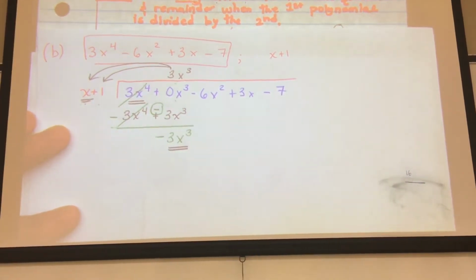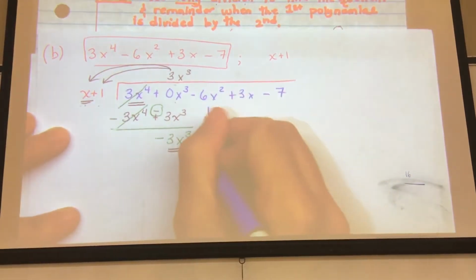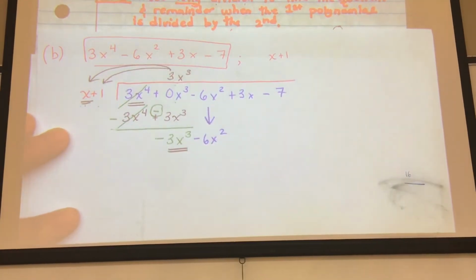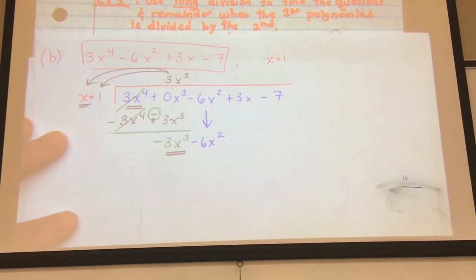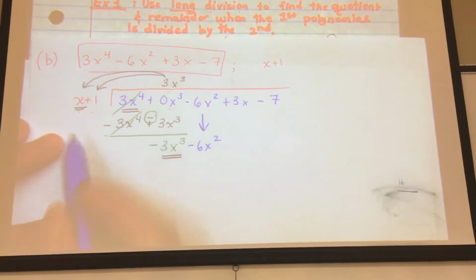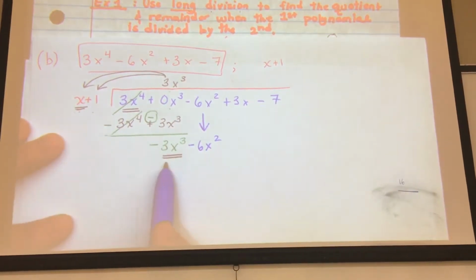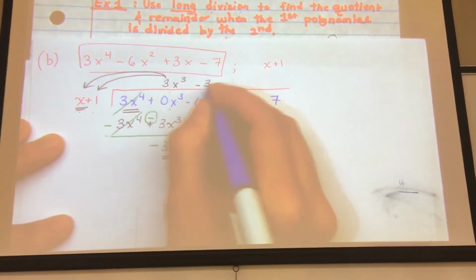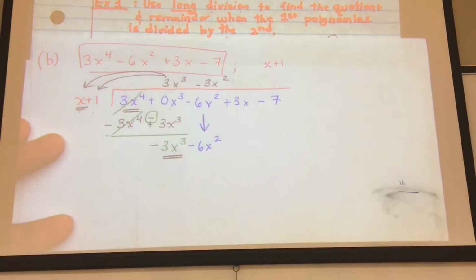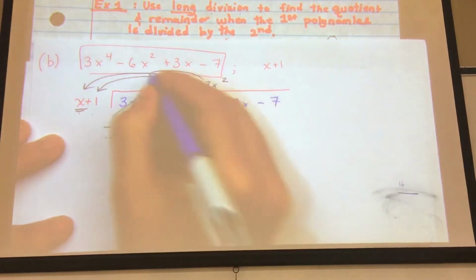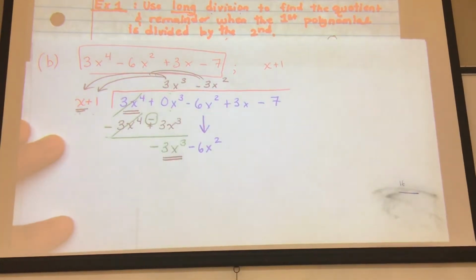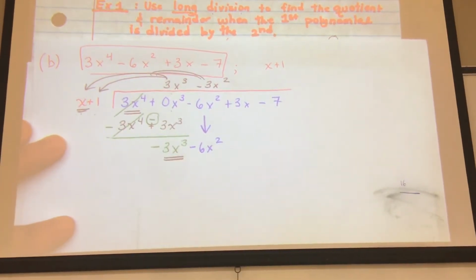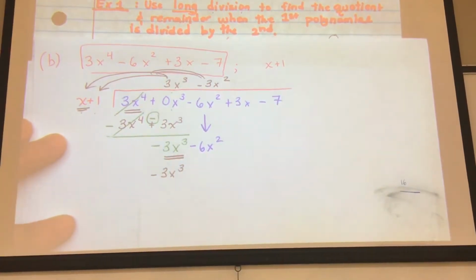The next term could come down. So bring it down, negative 6x squared. And you begin the process all over again. You ask yourself, x times what would give me negative 3x cubed? Well done. Negative 3x squared is correct. Repeating the algorithm, we multiply that term by everything in front, producing negative 3x cubed, which is what we wanted, and a negative 3x squared.